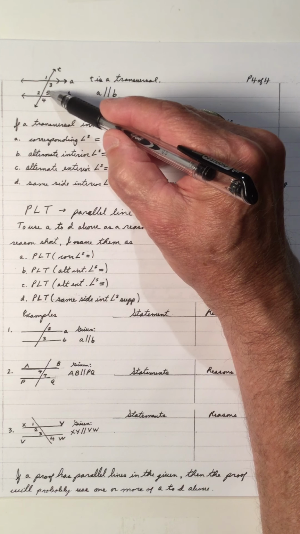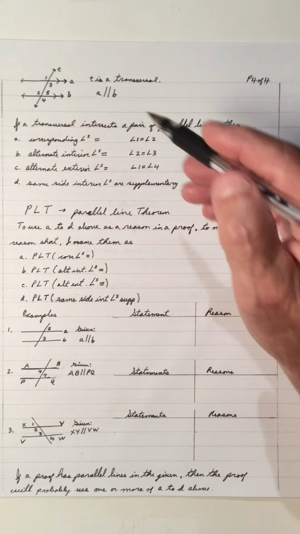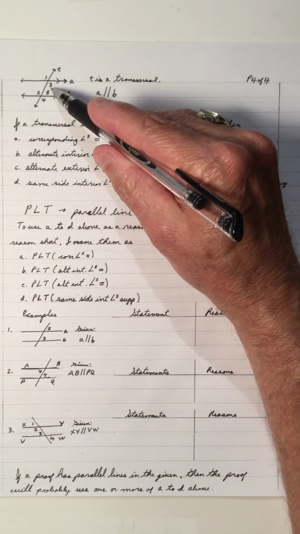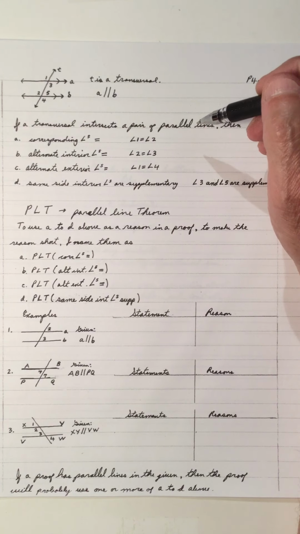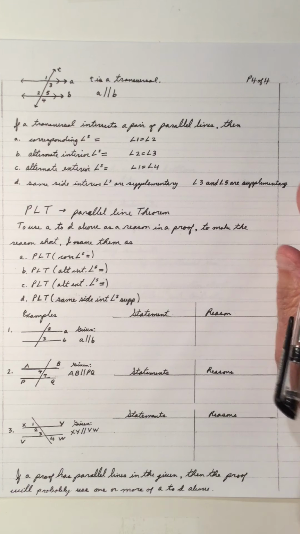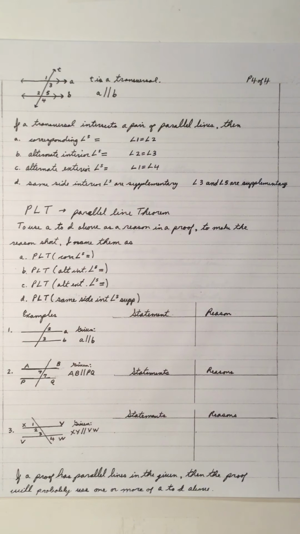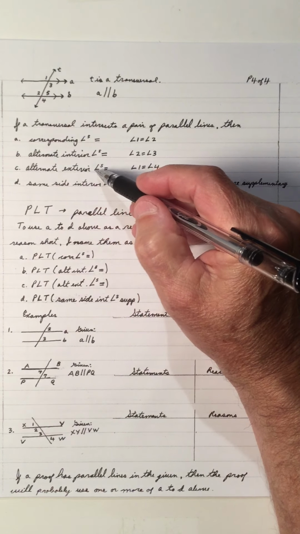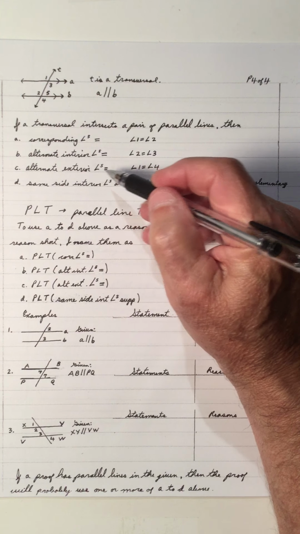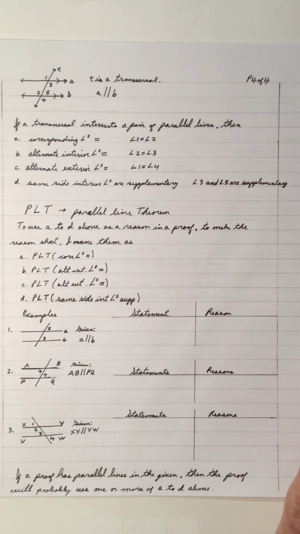And the same side interior angles, these are angles on the same side interior, they're supplementary. So 3 and 5 are supplementary. So these are statements that when you have parallel lines, you have corresponding angles equal, alternate interior angles equal, alternate exterior angles are equal when the lines are parallel cut by a transversal, and the same side interior angles are supplementary.